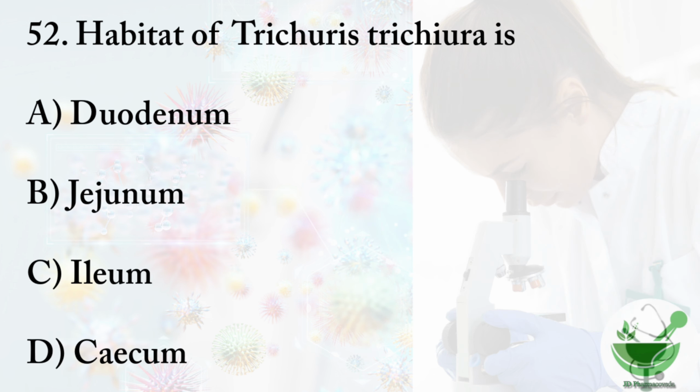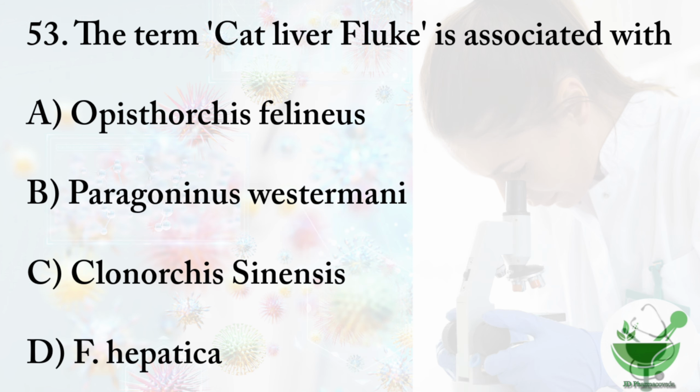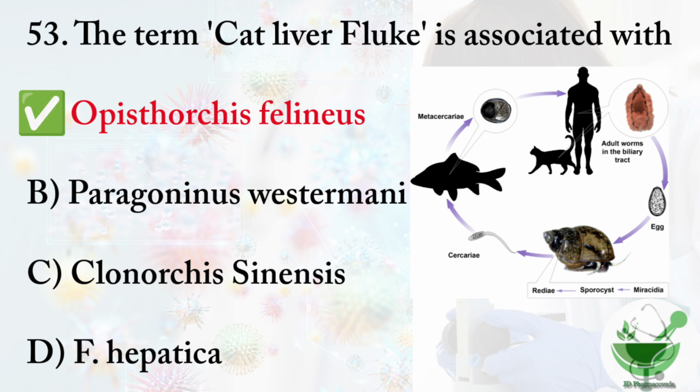Then question number 52, habitat of Trichuris trichiura is. The options are option A, duodenum, option B, jejunum, option C, ileum, and option D, cecum. So the right option is option D, cecum. Then question number 53, the term cat liver fluke is associated with. The options are option A, Opisthorchis felineus, option B, Paragonimus westermani, option C, Clonorchis sinensis, option D, F. hepatica. So the right option is option A, Opisthorchis felineus.